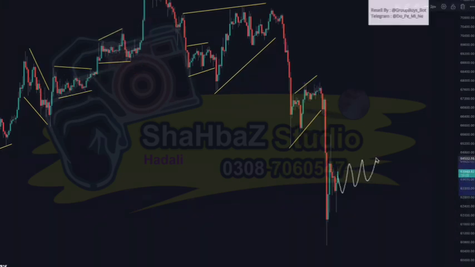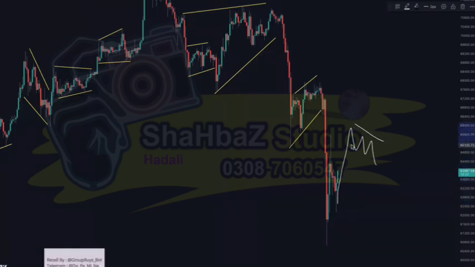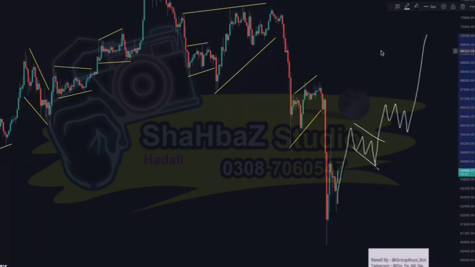If the market creates it here, we can sell here. Otherwise, if the market creates a strong impulsive move to the upside and creates a flag pattern here, and for the reversal, we can continue going higher. So this is a possible scenario in Bitcoin based on the 1 hour time frame.